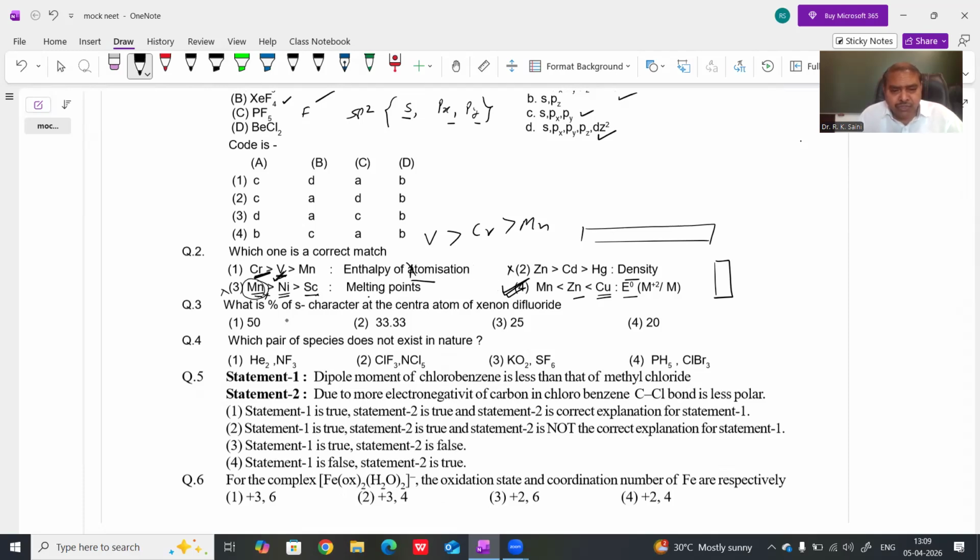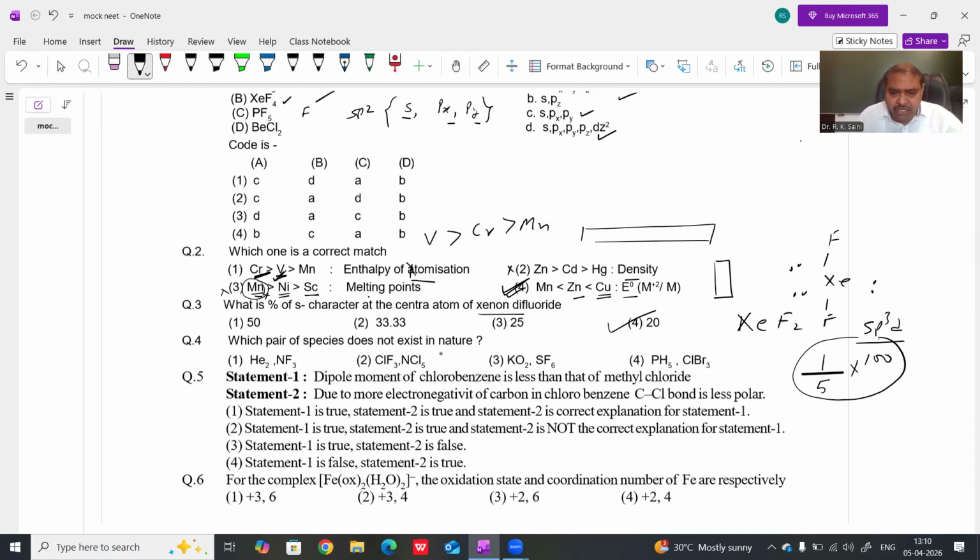Question next. This question is also taken from chemical bonding: find the percentage of s character at the central atom of xenon difluoride. First we find the hybridization state in case of xenon difluoride. In xenon difluoride, the hybridization state is sp3d, because 2 bond pairs and 3 lone pairs are there. And we know that among 5 hybrid orbitals, the s orbital is 1. So 1 by 5, and for percentage we multiply by 100, and so 20% s character is there.